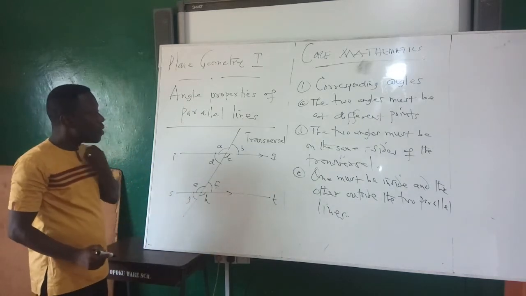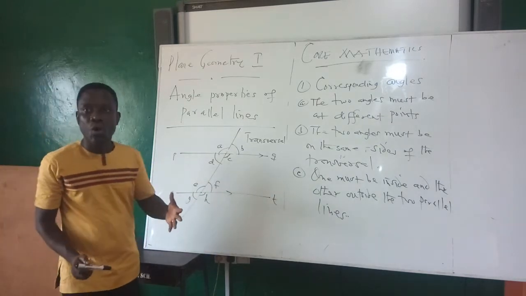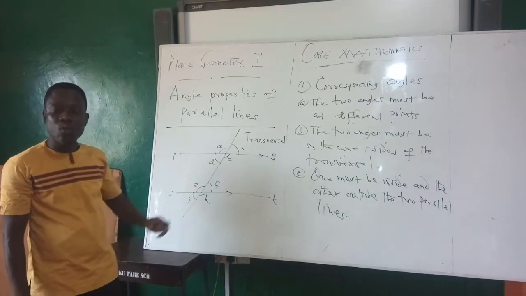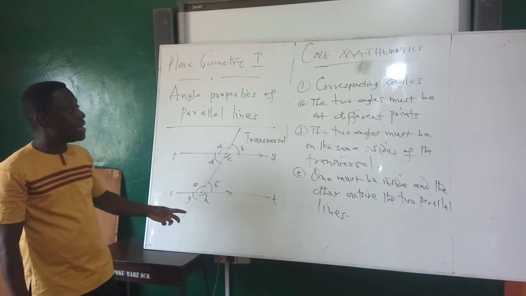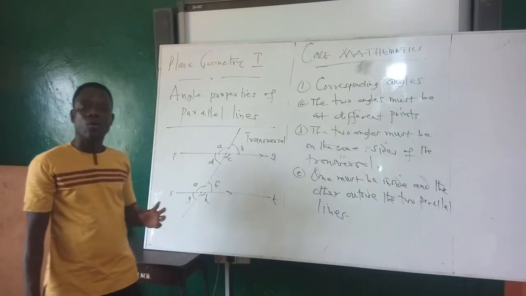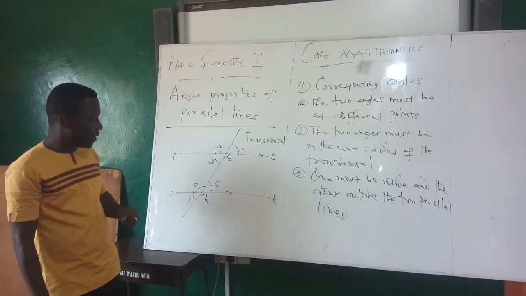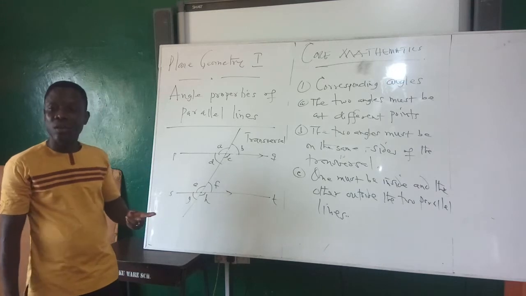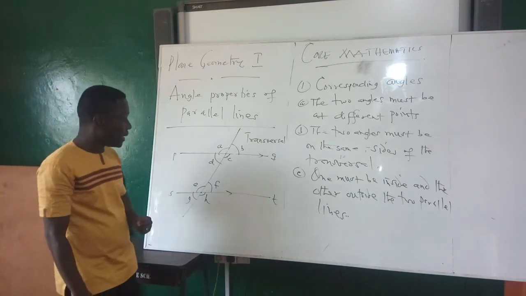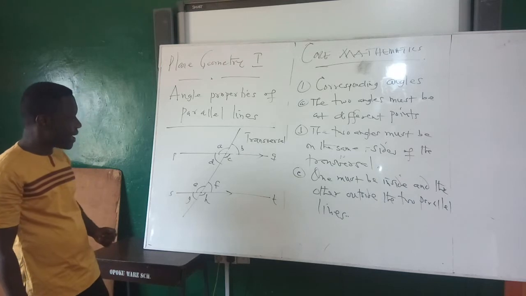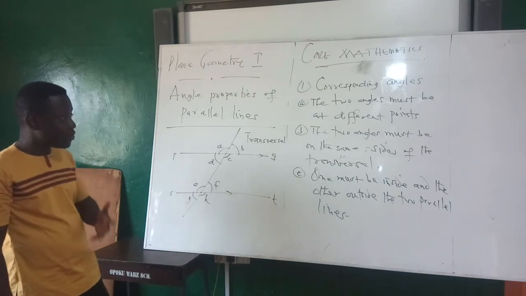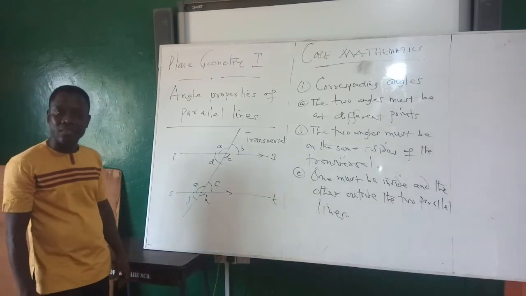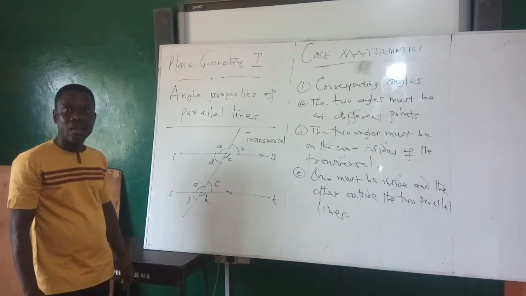Now, for two angles to correspond, they must follow all these three conditions. So if you can find me any two angles that satisfy all these three conditions, I can emphatically tell you that those two angles correspond, or those two angles form what we call corresponding angles. So let's do that exercise. Let me give you time to go through so that you can probably identify the ones that correspond.